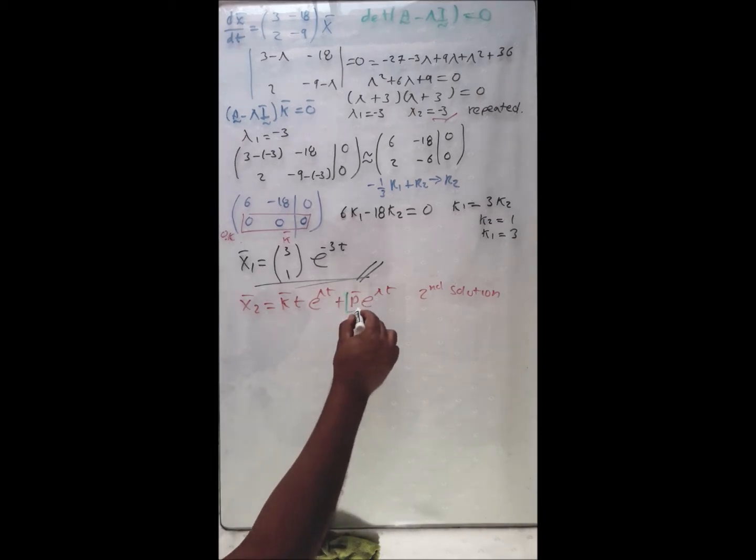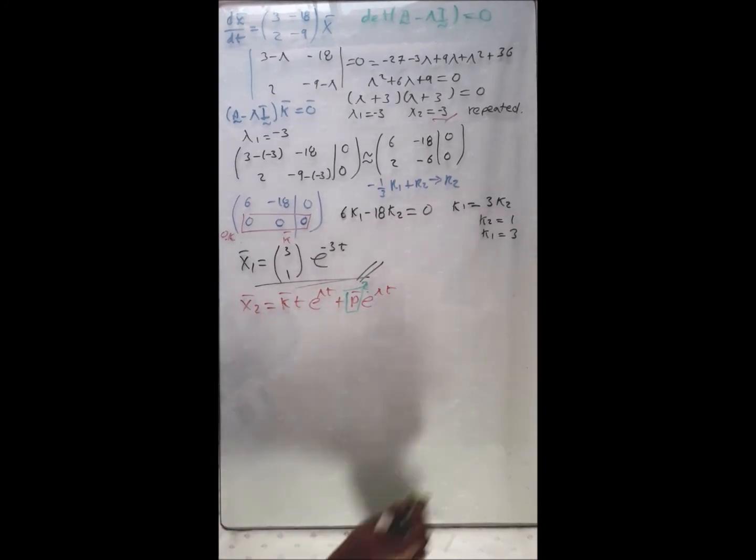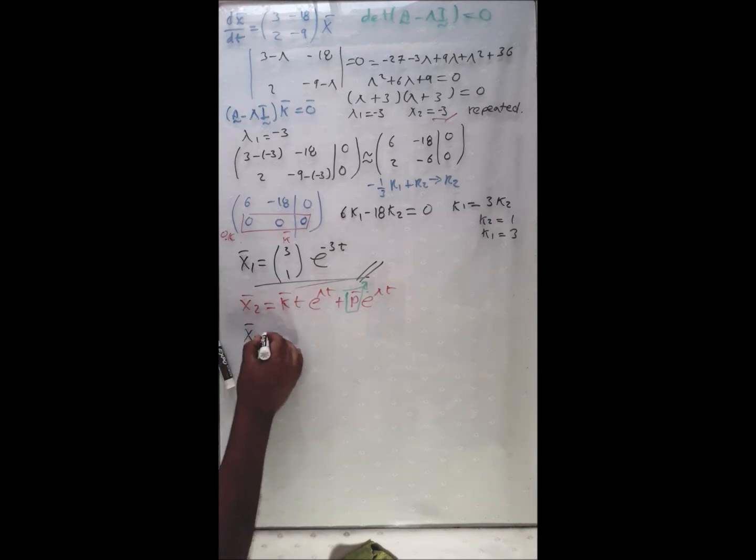And how are we going to get the p vector? That's something that you don't know. Now, this is not the case, this is 2 by 2. What if you happen to have a 3 by 3 problem where you have 3 repeated roots? So the third solution will be something like this.